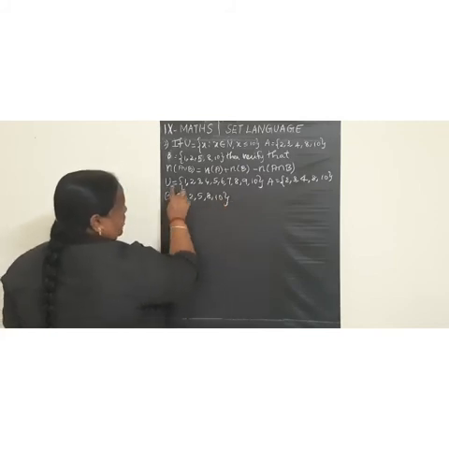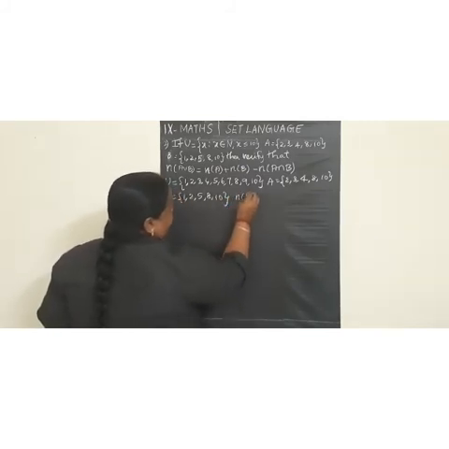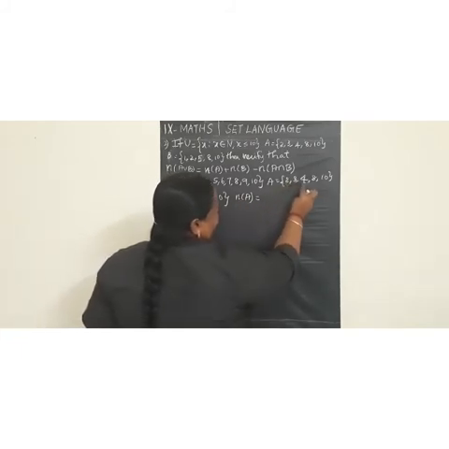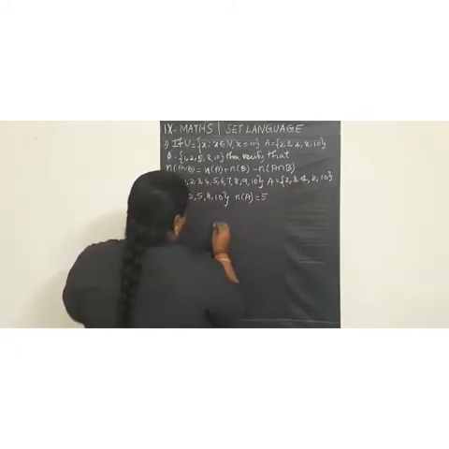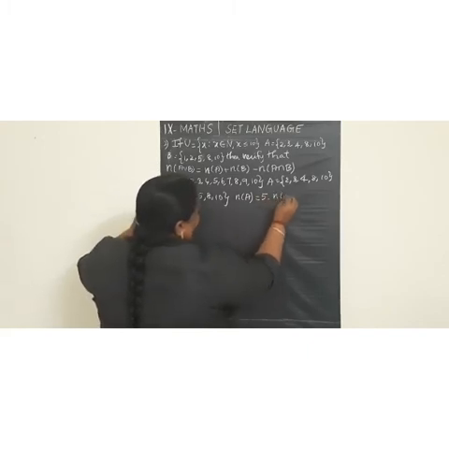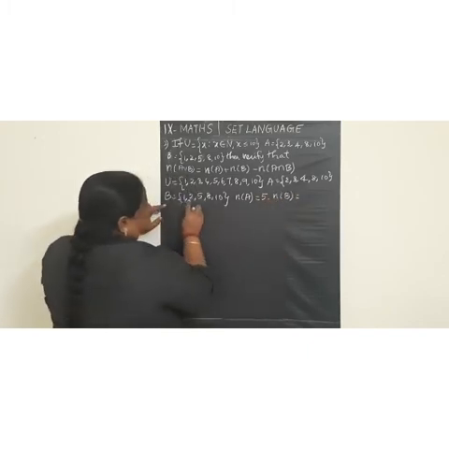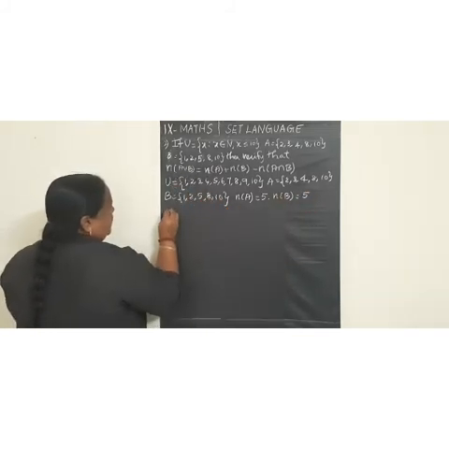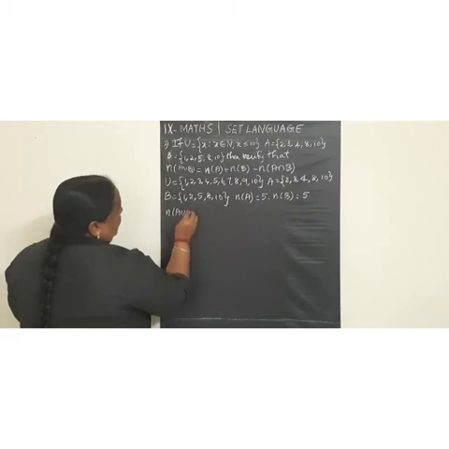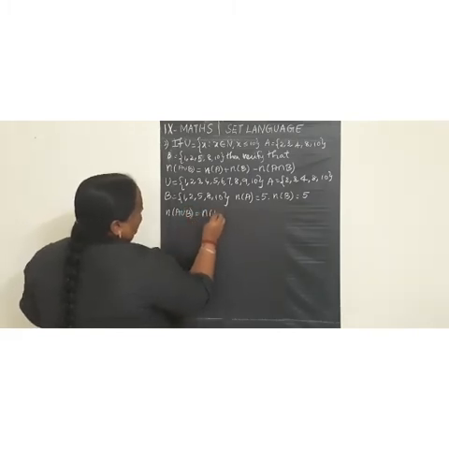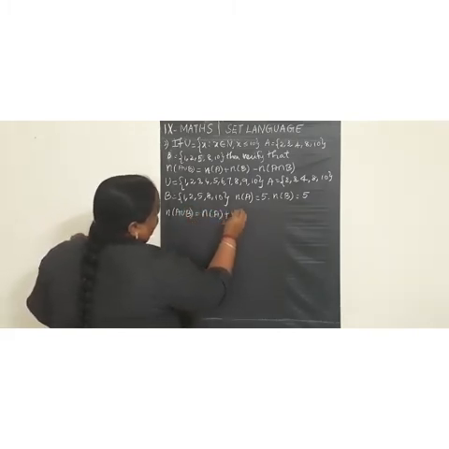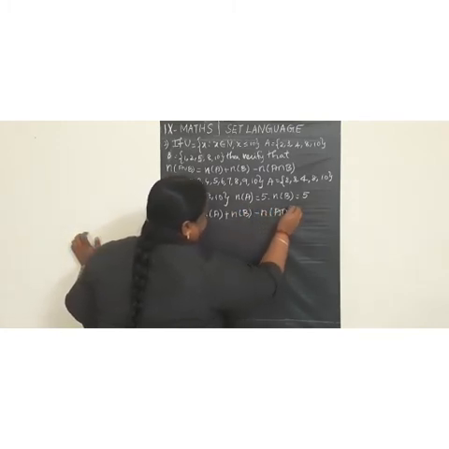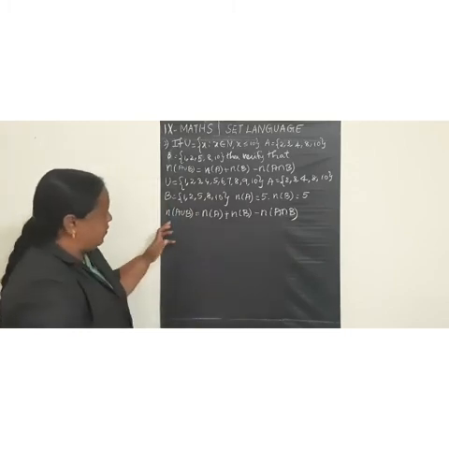So in these three sets, we will first write n of A. n of A means how many elements are there in the set: 1, 2, 3, 4, 5. n of A is equal to 5. n of B is equal to 1, 2, 3, 4, 5, so 5. So what we have to verify means n of A union B is equal to n of A plus n of B minus n of A intersection B. So for this one we have to verify this.